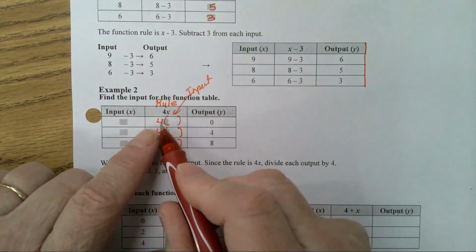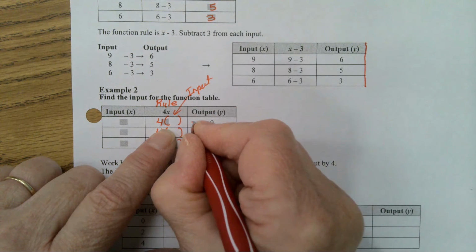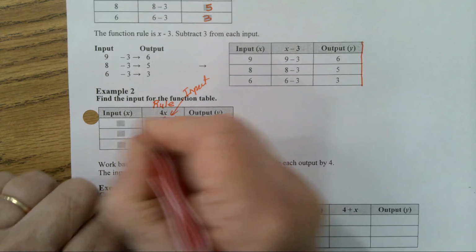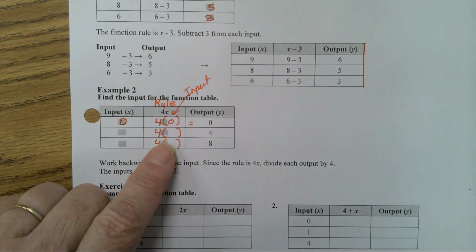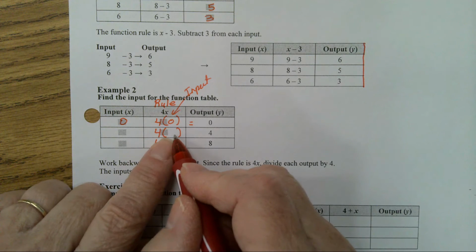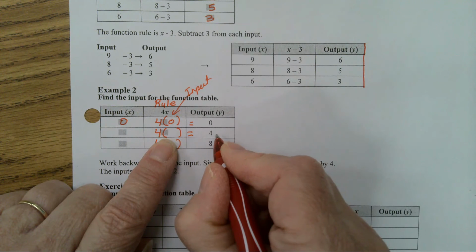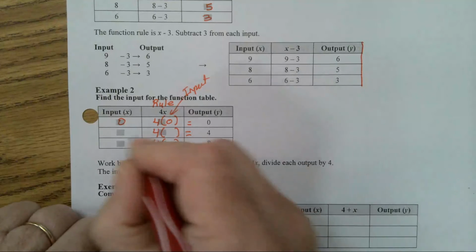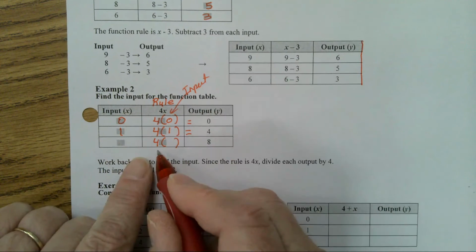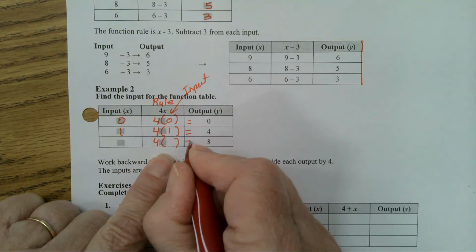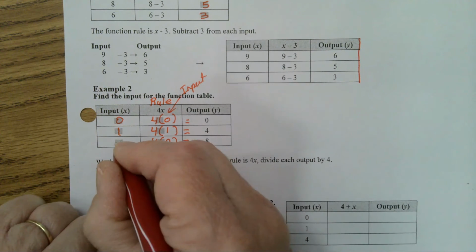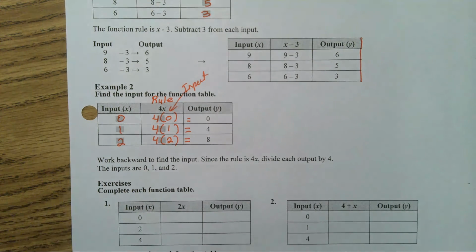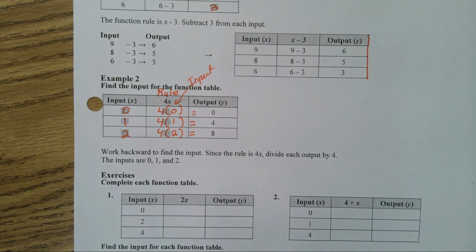Now, 4 times what equals 0? 0. So let's put a 0 here because 4 times 0 is 0. Okay? 4 times what equals my output of 4? 1. 4 times what equals an output of 8? Okay. It's easy to interpret now. When you first looked at that, it's like, oh my gosh, what do they want us to do? Easy to read, isn't it? That was not hard.